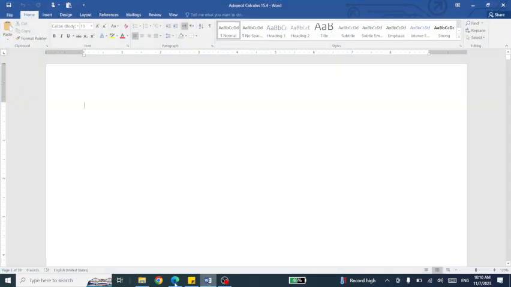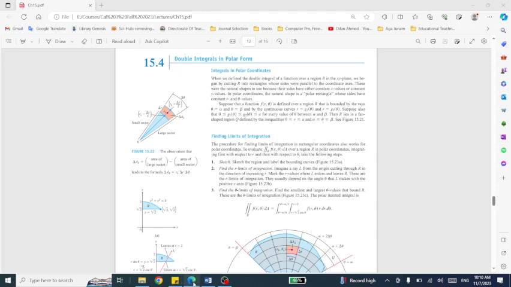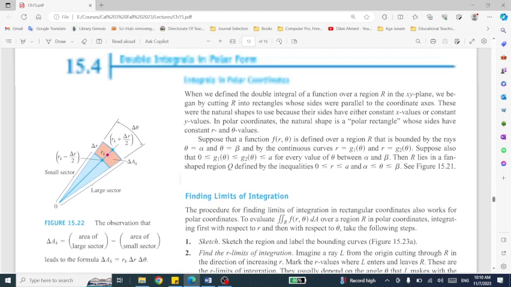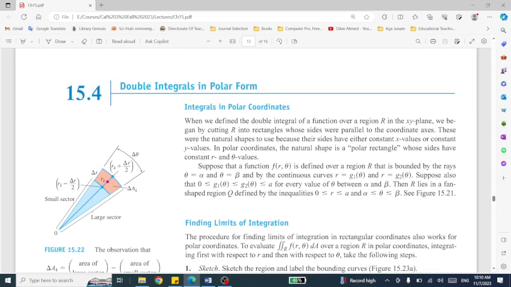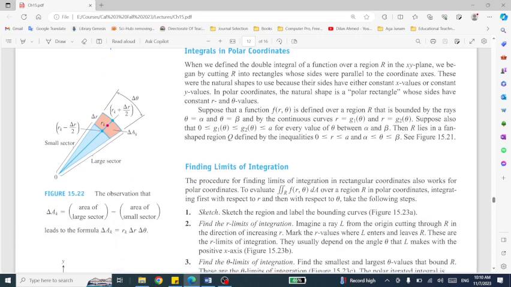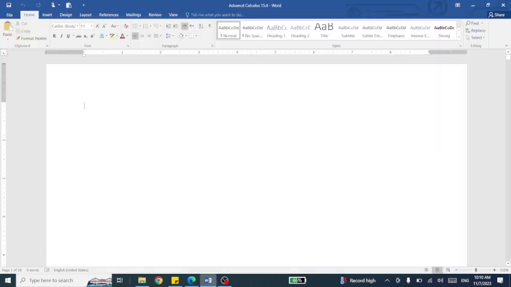Today we are going to talk about something interesting in double integrals, which is related to polar coordinates. We covered polar coordinates in Calculus 2. Fortunately, here we are not going to use them a lot, and you just need a revision, not to study them again. Here we are in section 15.4.